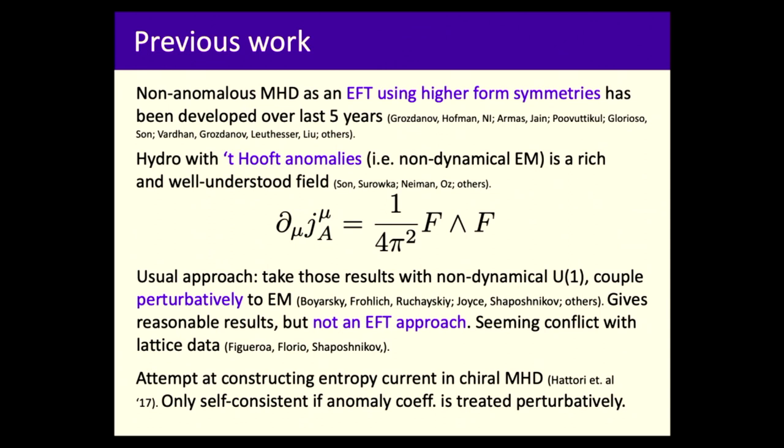Okay. The problem of studying QED type theories at finite temperature is something that, of course, is actually physically relevant in that it's useful for the early universe and for problems in astrophysics. So many people have tried to study this. The normal approach is basically to do the following thing. Take the results that work if E and M is non-dynamical, and then couple them perturbatively in some scheme to electromagnetism. So stick them into Maxwell's equations and see what happens. This gives reasonable results.